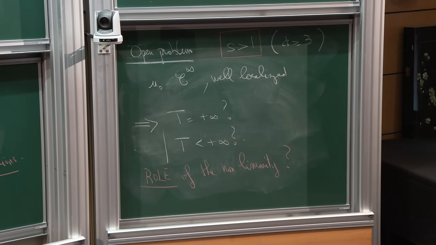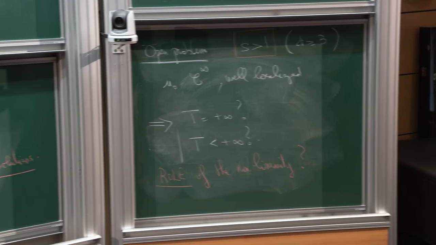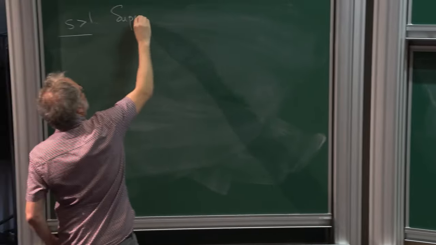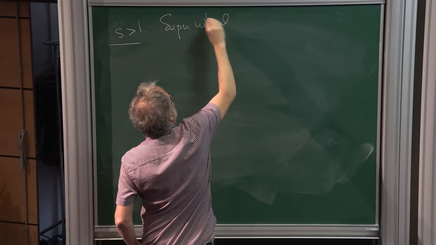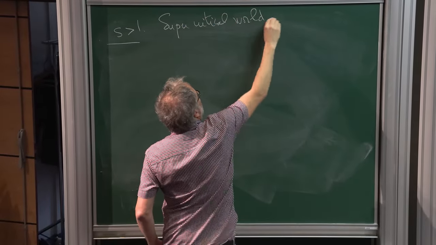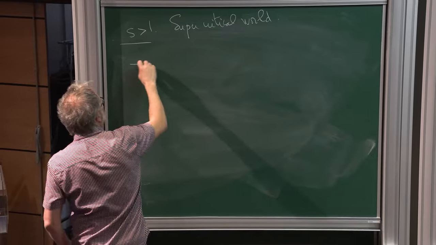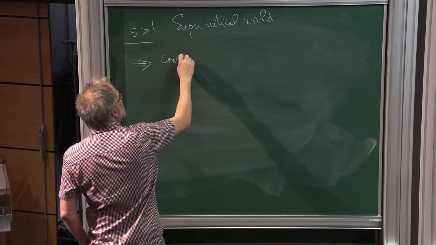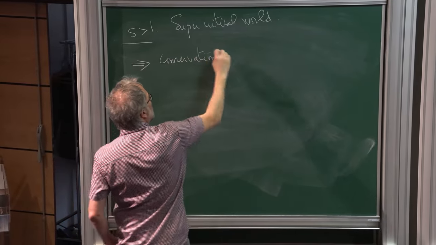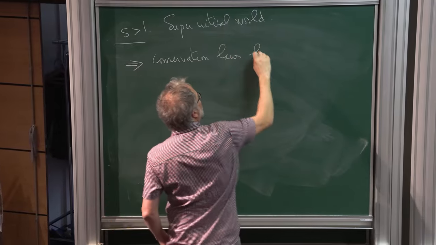And so what is the role of the nonlinearity? So this is the first thing. And then, of course, the second question, what is special with the critical case? Of course, there is something very special. As soon as s is bigger than 1, so this is the supercritical world, you have to think that your conservation laws become weak.